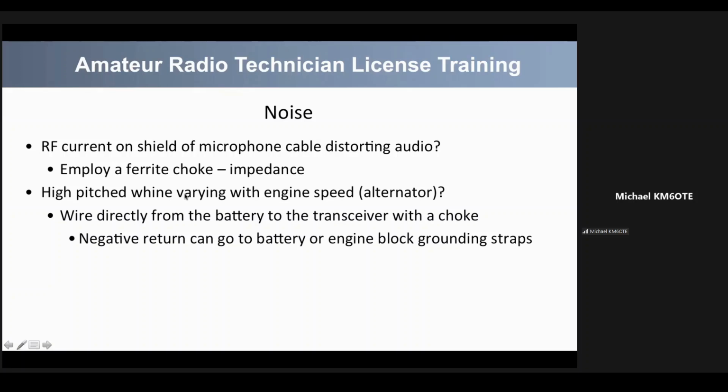If you have a high-pitched whine varying with your engine speed, this is in a mobile. It could be that you have a bad ground, or you need a better ground, or you need to wire directly to the battery to eliminate that, because your radio is picking up high voltage signals from your ignition.